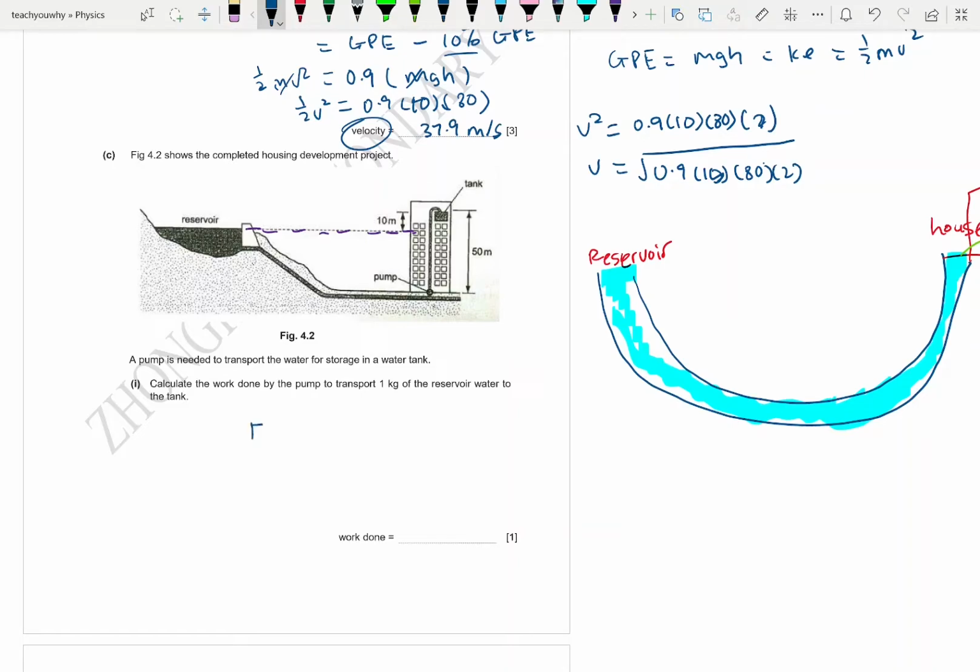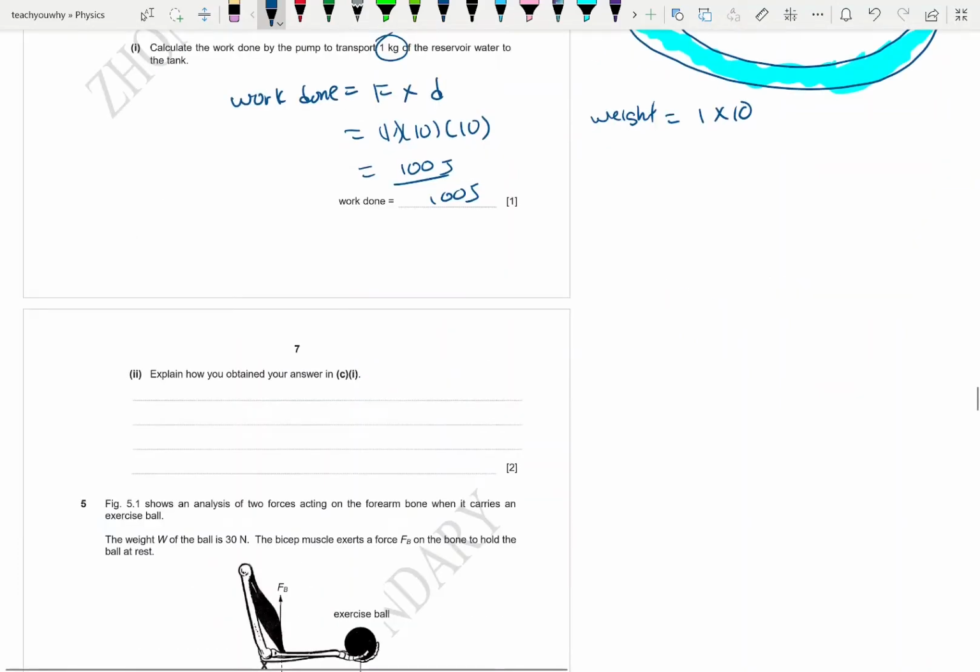Work done is equal to force times distance. What is my force? Force is 1 kg times 10, and my distance is another 10. Why is my force 1 times 10? Because this is 1 kg, so this is your weight. Your force is the weight of the water, so it's equal to 1 times 10. It just happens to be 100 joules. Okay, easy.